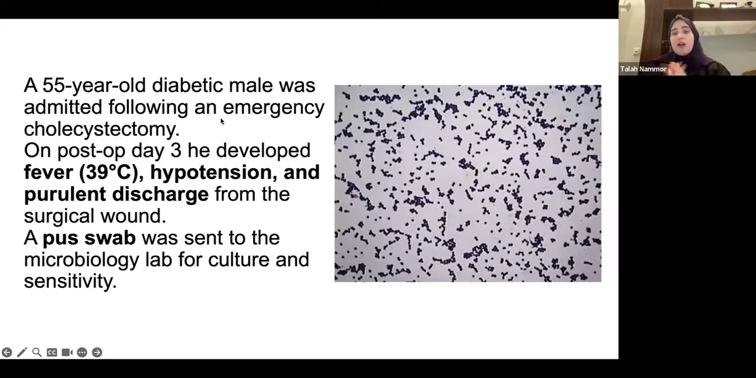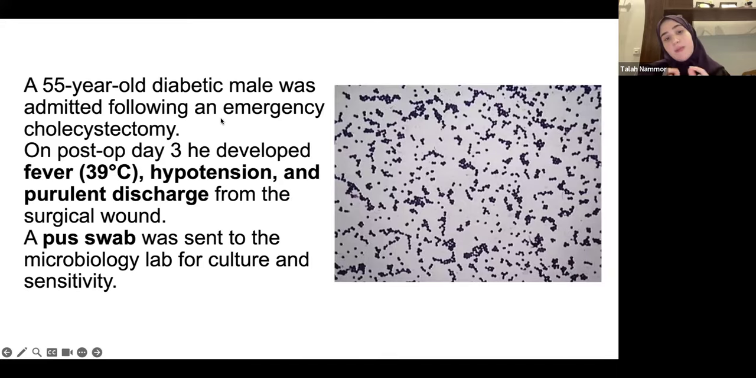So what do you guys see? Describe what you see in this photo. Guys, I need you to be interactive. Tell me, what do you see? Let's start with color. What is the color that we see? Okay, gram positive. Why are we saying gram positive? Because it's purple, right? Gram positive is purple and negative is red. Diplococci gram positive. Okay.